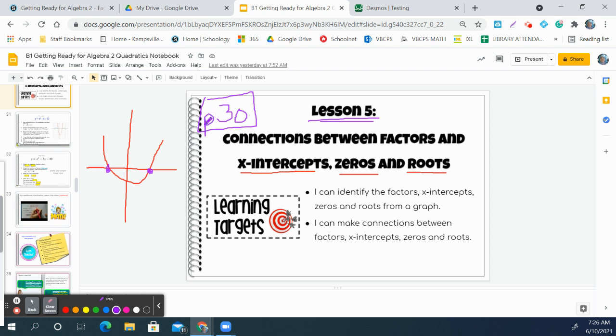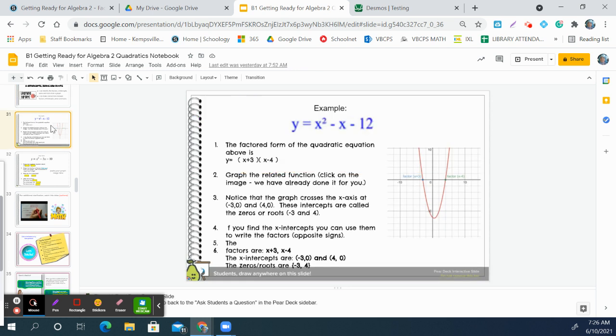Page 30, slide 30. So x-intercepts, zeros, and roots. All three of those words are synonyms. They mean the exact same thing where the parabola, where the line crosses the x-axis, okay? So don't be confused with changing vocabulary.